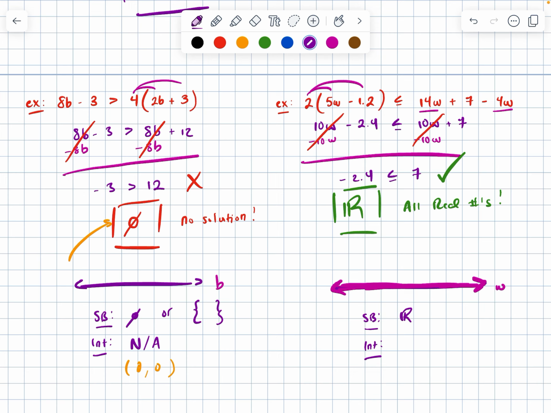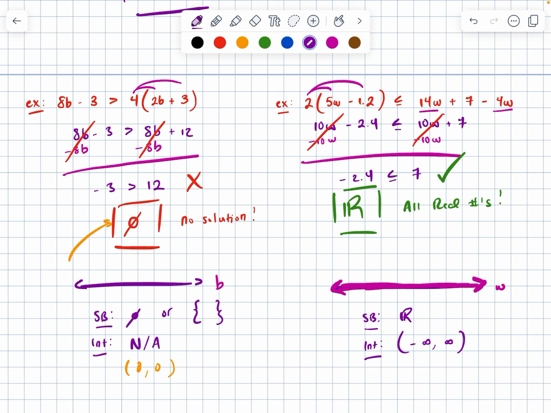Interval notation we do actually have. Well, think again about start and end points. On the left, where do I start? Well, I don't really start anywhere. I go all the way off to negative infinity on the left and to positive infinity on the right.